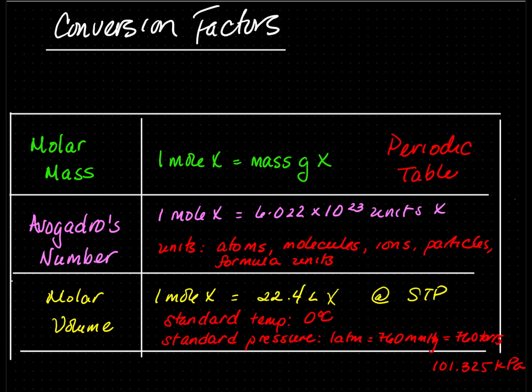STP is standard temperature of 0 degrees Celsius and standard pressure, which is 1 atm, 760 millimeters of mercury, or 760 torr, or 101.325 kilopascal. These conversion factors are always 1 mole of X, and we go to the same X. So if you notice, everything starts with 1 mole. The element or compound is the same before and after. Avogadro's number starts with 1 mole. Element or compound is the same before and after. Molar volume starts with 1 mole. Element or compound is the same before and after.